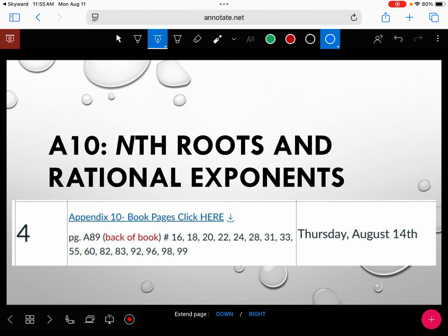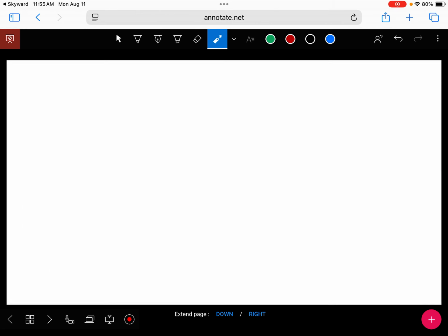So if you're titling your notes, Appendix 10 is called nth roots and rational exponents. So we're simplifying radicals, square roots, cube roots, fourth roots, etc. This is on Canvas, so you don't need to copy that down. I just took a little clip from Canvas. So this is our last appendix unit, and then we'll start chapter 1. So any questions? All right, so let's go ahead and get started.